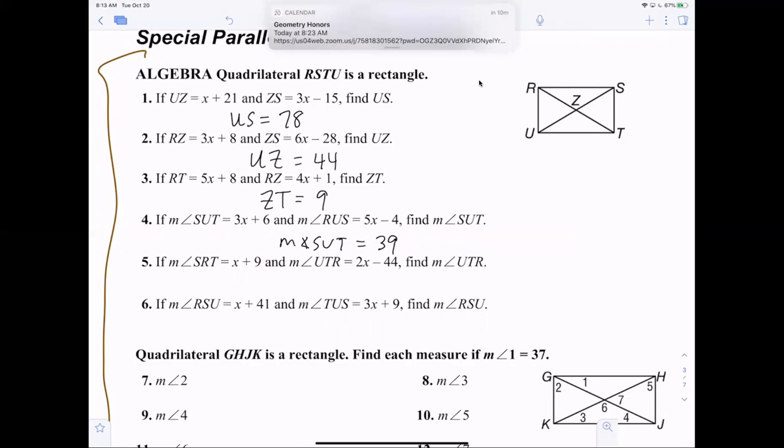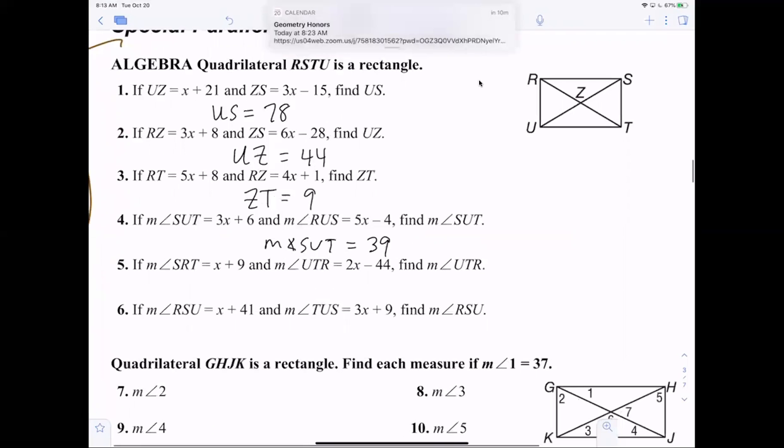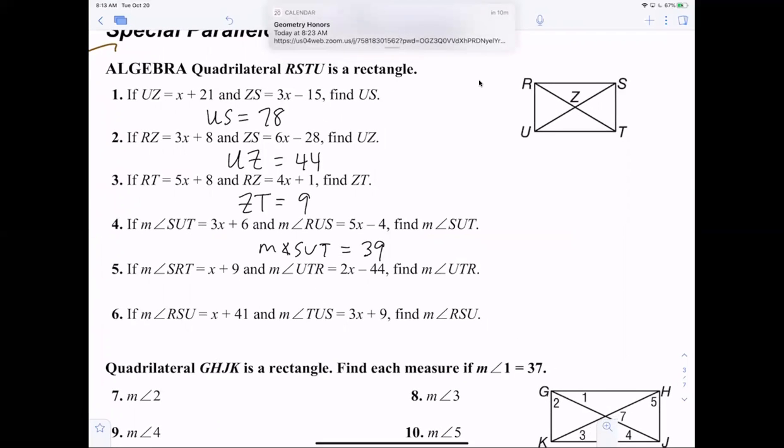Number 4? Okay, so let's look at it. Again, it's a rectangle, right? So let's find SUT, is this guy right here. RUS is this guy right here, right? So what shape is it? Yeah, they equal 9. It's no big deal. All right, you see it now.